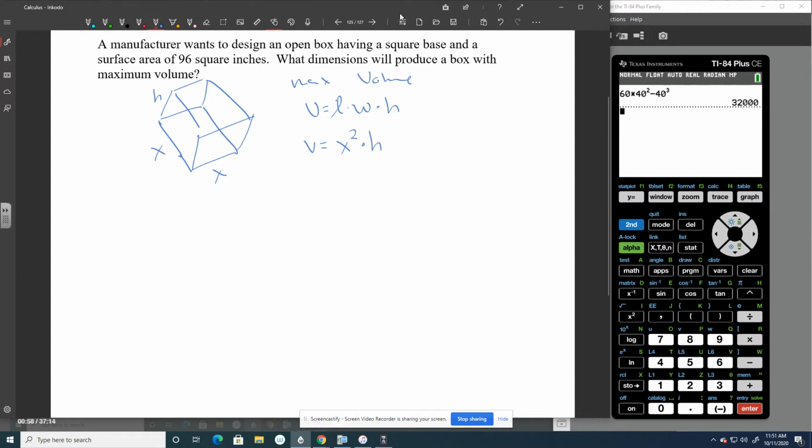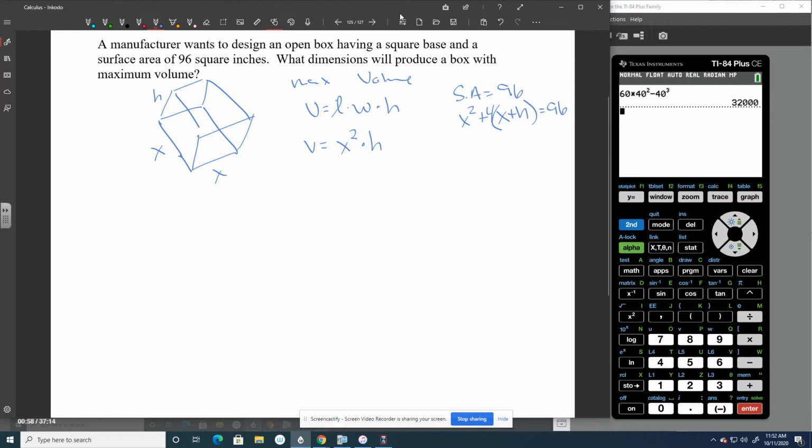formula. Now, it tells me the surface area is 96. And to find surface area, I just have to add up the area of all the surfaces. So the bottom surface is just x squared. And then I have to add that. There's no top, so there's only an x squared. Then I have to add the sides of the box. Well, each of the sides is x across the bottom, and the height is h. So I'm going to add x plus h, but I'm going to add that 1, 2, 3, 4 times. I'm going to add 4 x plus h's, and those are going to add up to 96.